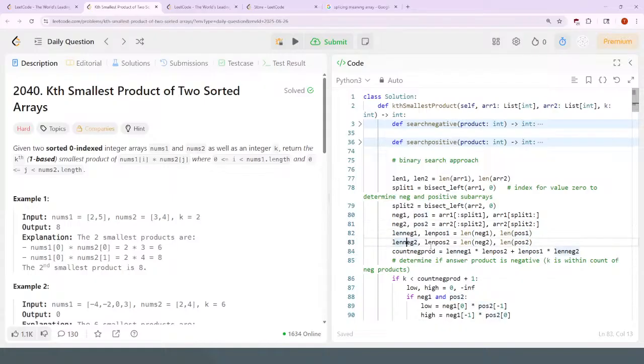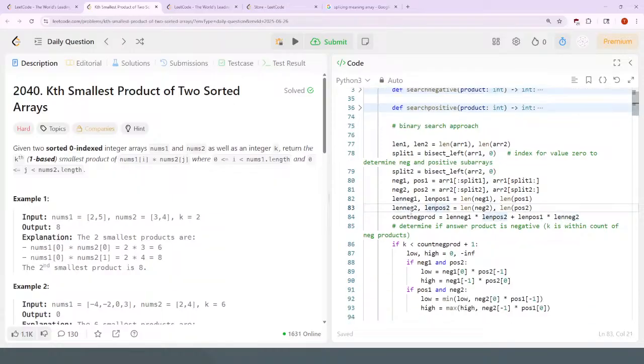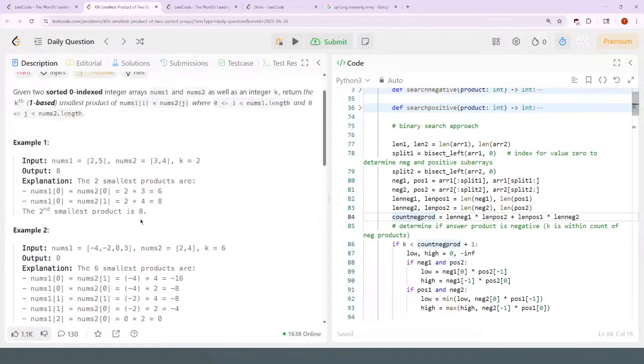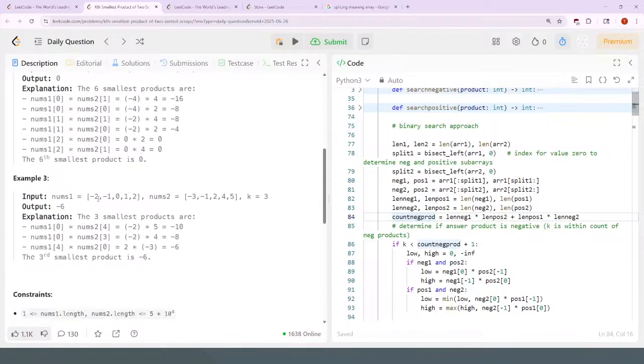get the counts of the number of those, and then you get the count of the total number of negative products, where the negative product is either multiplying something negative in the first array with something positive in the second array, or something negative in the second array with something positive in the first array. So for example, like this one here, negatives would be -2, -1 from the first array, and then you can multiply it by 2, 4, 5 in the second array, so that'd be like 6 there.